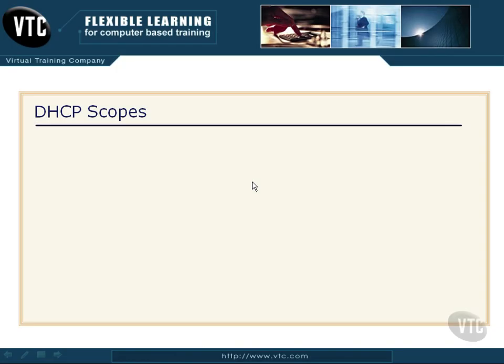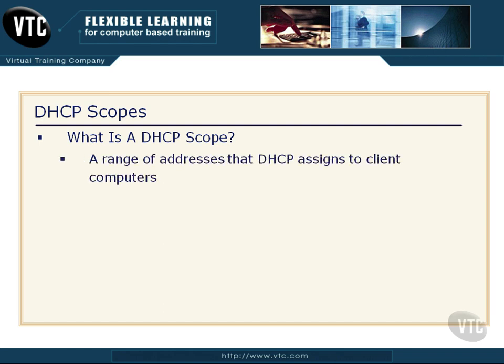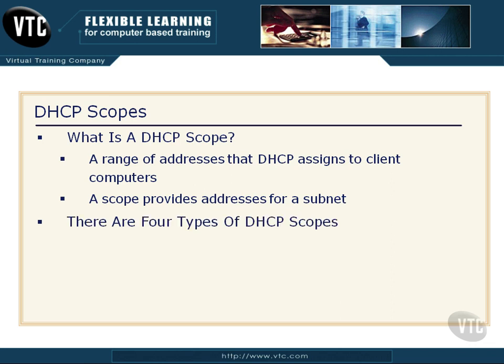In this video, let's turn our attention to DHCP scopes because you'll hear about these on the exam, and I want you to understand what they're talking about. Now let's start off with a simple question. What exactly is a DHCP scope? Well, it is simply a range of addresses that the DHCP server will assign to client computers. And a scope provides addresses for a single subnet. So scopes have a one-to-one relationship generally with a subnet or a network segment.